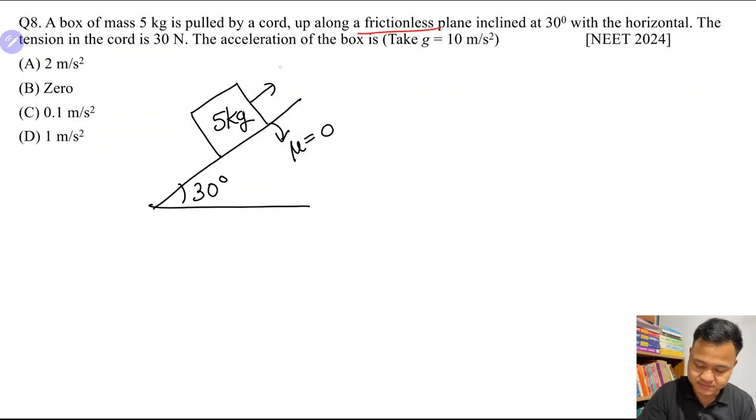So it is being pulled by something. So let's say there is some tension here. Then what is the acceleration of the block?